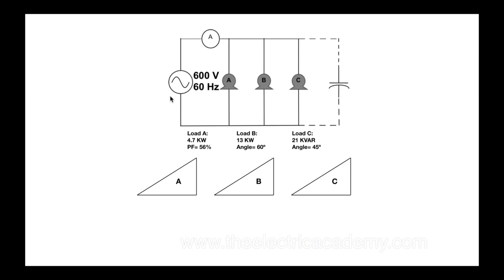So I put in the characteristics of each triangle. Let's take a look at it here. So load A, I've got 4.7 kilowatts. Kilowatts always go on the bottom, so they're always going there. Then what I do is I take the power factor, which is generally going to be right in this area here, and I take 4.7 divided by the power factor to get my kVA of that load. Then I use Pythagoras: that squared minus that squared gives me the square root of this, which gives me the 7 kVAR.